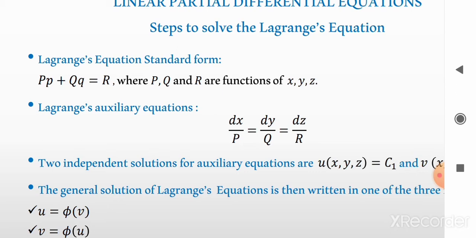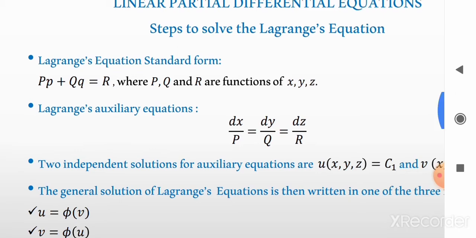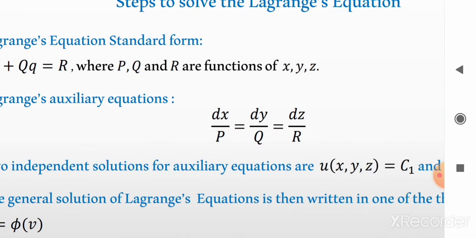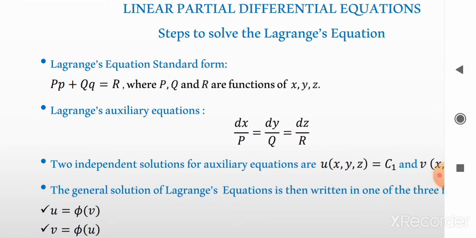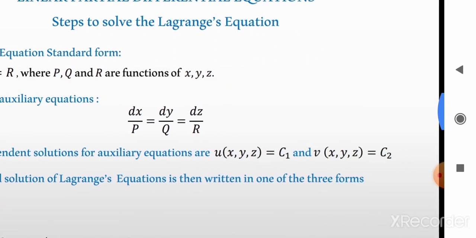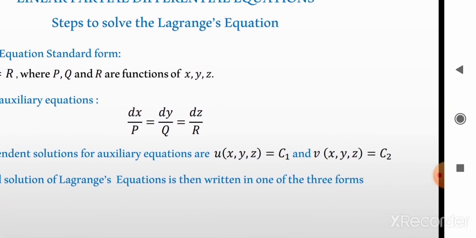Next we have to write the auxiliary equations. What are the auxiliary equations? They are dx by P is equal to dy by Q is equal to dz by R. That is Lagrange's auxiliary equation. Next, using this auxiliary equation, we can find two independent solutions, that is u of x, y, z is equal to c1 and v of x, y, z is equal to c2. So we can form two independent solutions using the auxiliary equations we have formed.